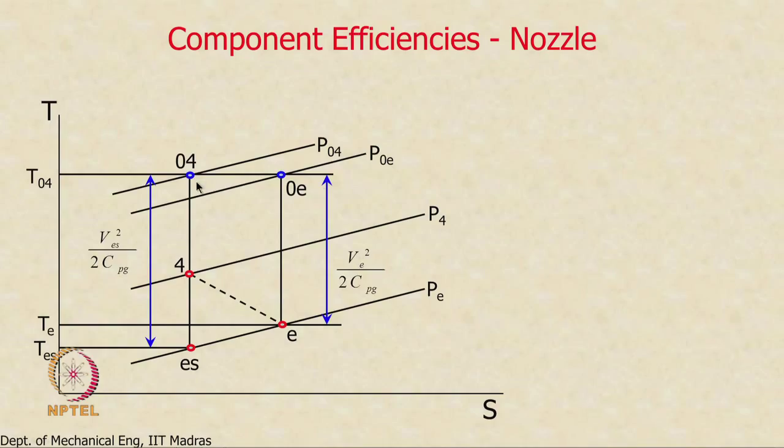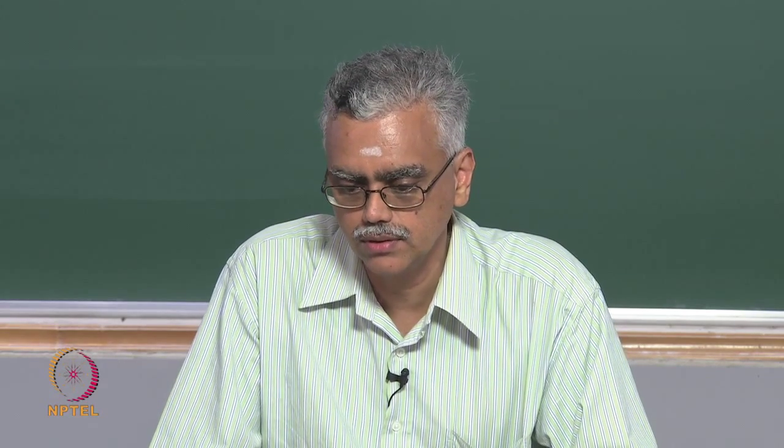Notice that in this case we are not going to go down here and say that had the process been isentropic, what would the velocity have been. What we are saying is if I expand from this stagnation state to this static pressure, remember the static pressure has to be the same in both cases for the comparison to be fair for this device. So, this is my VES square over 2 CPG, this is the velocity that I would have obtained if I had expanded isentropically to this static pressure. In the real case this is the velocity that I am getting. So, the efficiency of the nozzle can be defined like this.